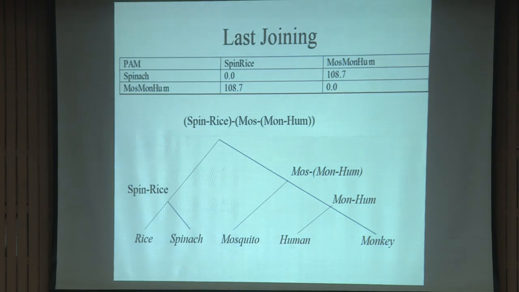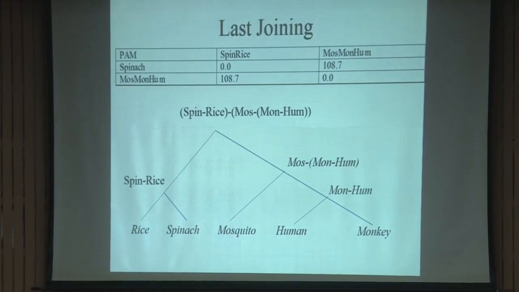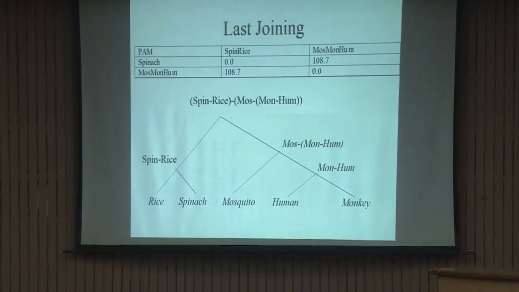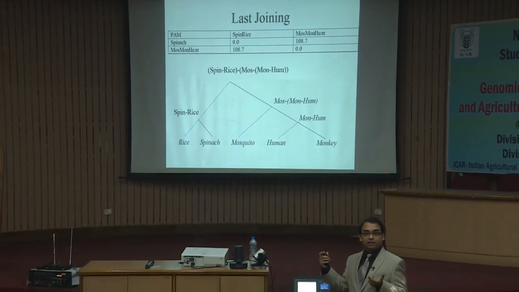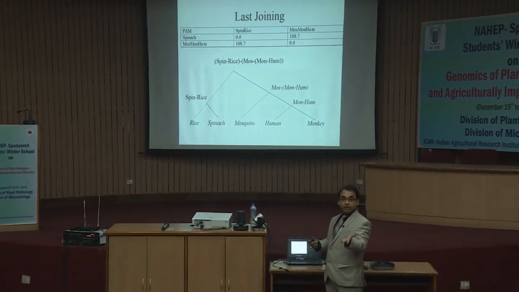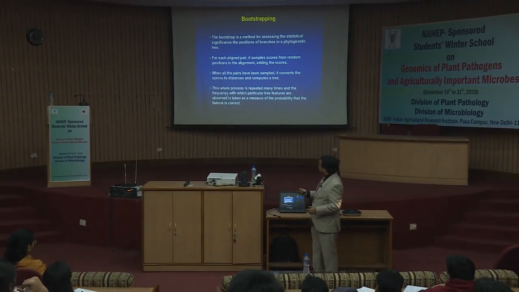Clear? You do not have to do it yourself, you just have to click, but you have to choose whether you need a distance based method or a character based method. The software will generate the result for you, and you have to infer what you actually want to say. The last thing is that you have to do bootstrapping.